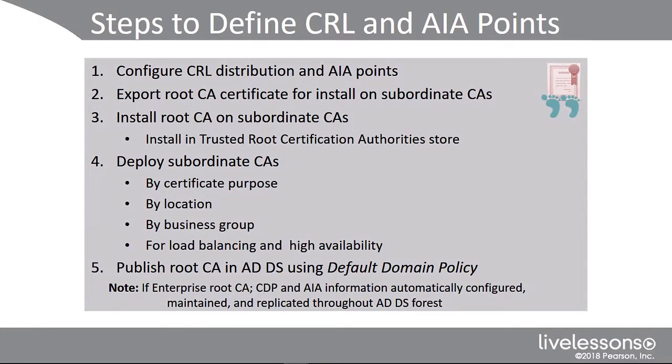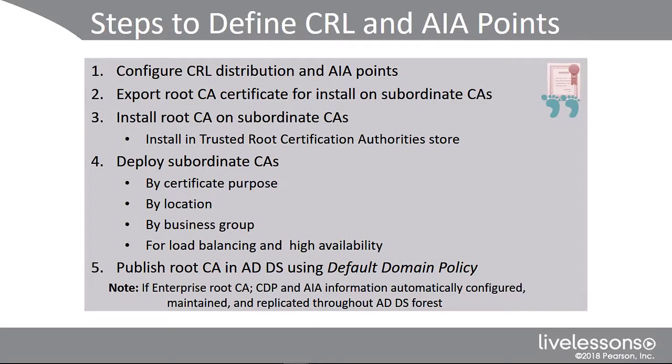And this is a 5-step process. You'll configure the CRL distribution and AIA points. You're going to export the CA certificate for installation on the subordinate CAs. You're going to install the root CA on that subordinate CAs, and you're going to do this by installing it in the Trusted Root Certification Authority store. Then you'll deploy the subordinate CAs by certification purpose, by location, by business group, and you want to take into consideration load balancing and high availability.